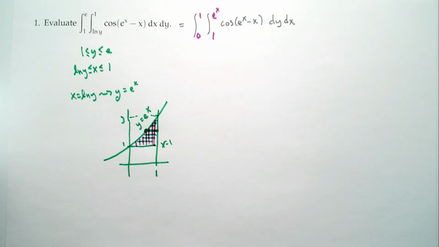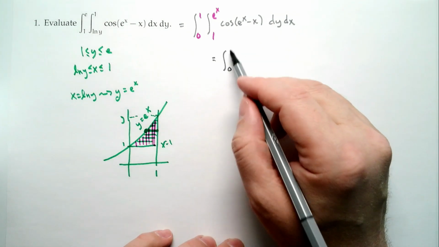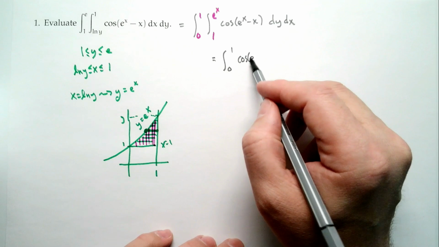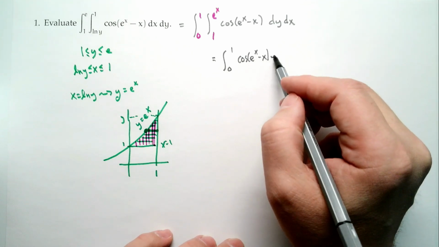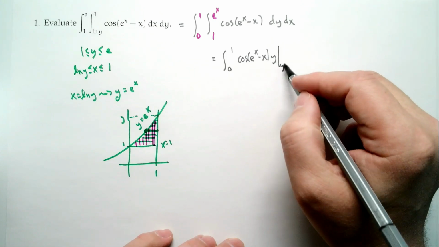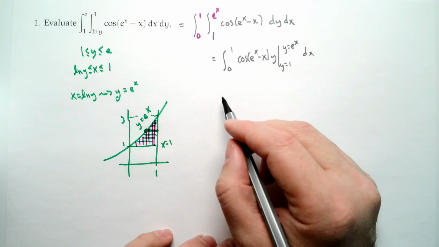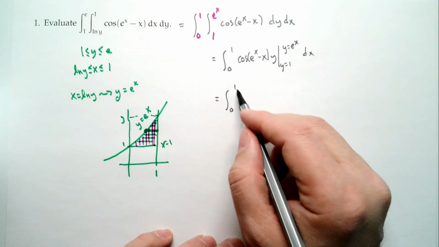So remember, whenever you change order, you've got to update the bounds. That's the big idea here. The bounds are probably the biggest part of this exam. And so if you're pretty good at getting the bounds right, you'll do pretty well. So now we can integrate with respect to y. Integral 0 to 1, cosine of e to the x minus x times y, because this is essentially a constant. We evaluate y equals 1 to y equals e to the x dx. So this becomes 0 to 1.